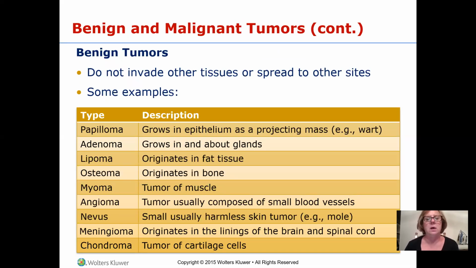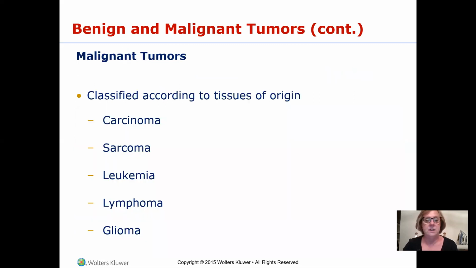The adenoma, in and about the glands. The lipoma, fat tissue. Some dogs get a lot of that too. Osteoma, it originates in the bone. The myoma, muscle. Angioma, small blood vessels. Nevus, sometimes a skin tumor like a mole. Meningioma, so that would be for the brain and the spinal cord, and then chondroma, which would be cartilage cells.